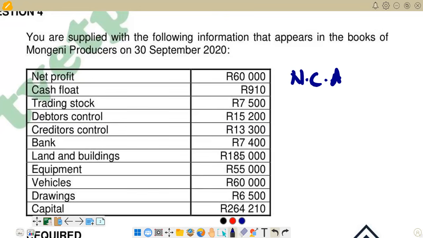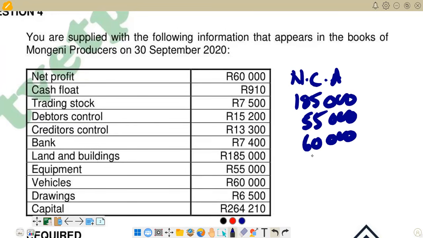Also, land and buildings are properties that are going to stay for more than a year, so they become non-current assets. We've got 185,000 here, and then we also have equipment. We understand the duration of stay of equipment in the business is obviously going to be more than a year, so it also comes here as a non-current asset. Then we also have vehicles, which stay on average more than a year again, so you put it here as well.